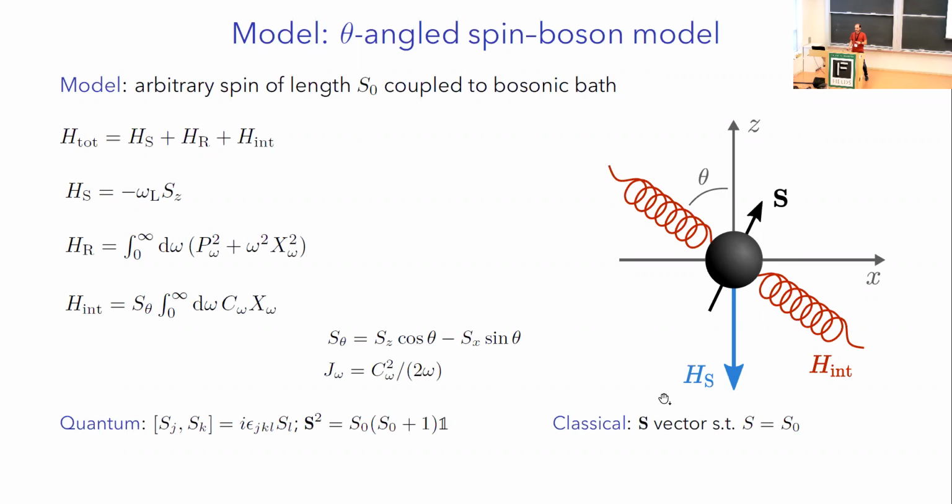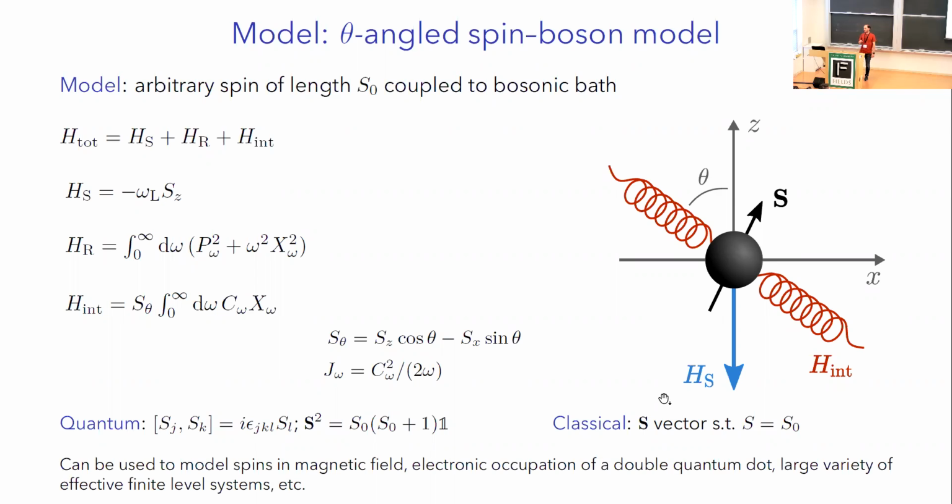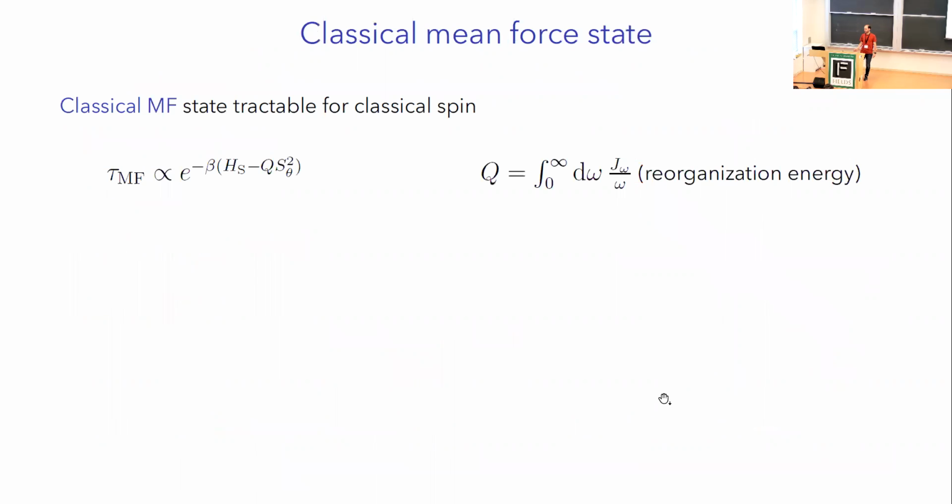So this Hamiltonian works both for the quantum and classical case. In the quantum case, the spin operators are going to satisfy the standard quantum commutation relations of spin operators, and the classical case is just going to be a vector of a given length. And this can be used to model many systems like spins in a magnetic field, but basically any discrete level quantum system can sort of be mapped into this kind of Hamiltonian. So the application is varied.